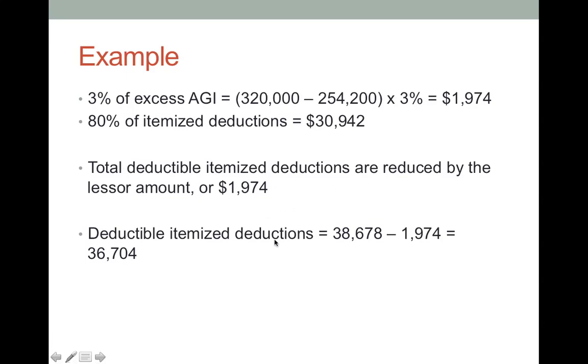So how much can this taxpayer deduct? We take his overall itemized deductions minus the phase out to come up with what's actually deductible. Because he's high income, because his AGI is so high, he does not get to deduct all of his itemized deductions. His itemized deductions are limited. We talked about how we calculate the limitation, and so the amount that he can deduct is $36,704.